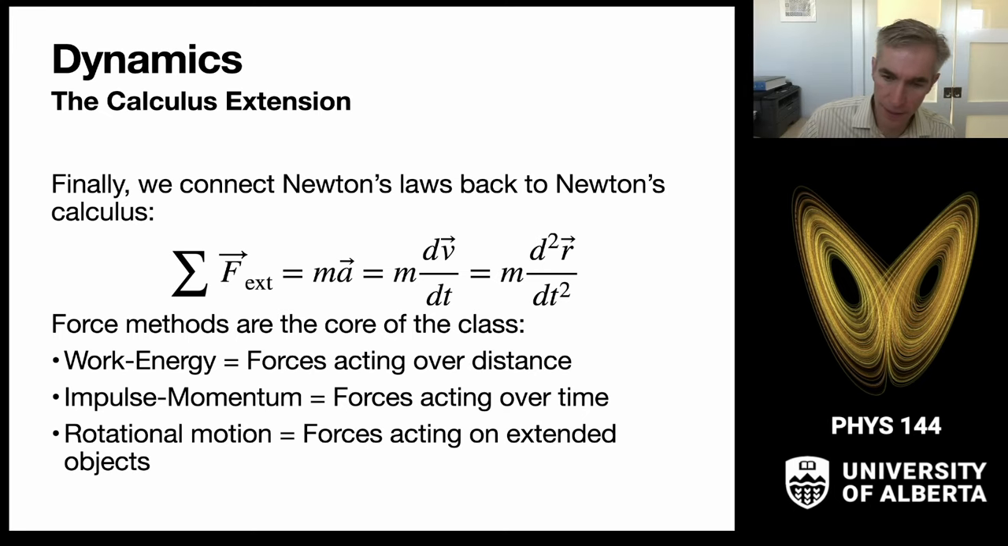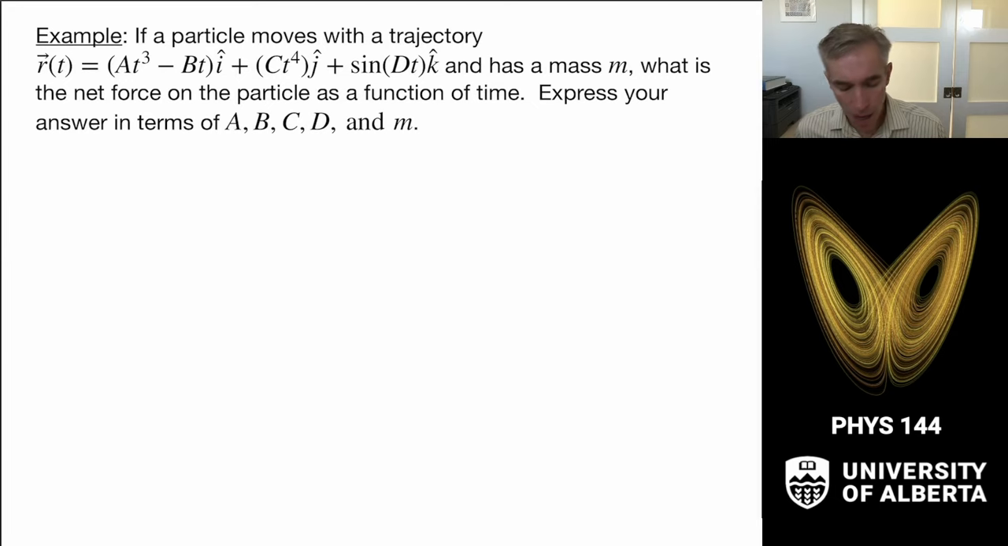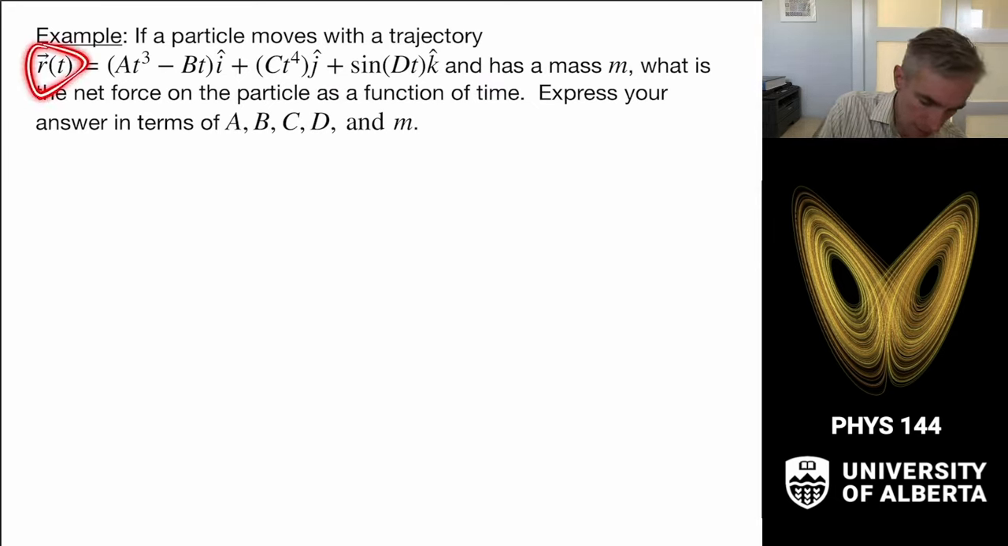So I think the first thing I'd like to explore is the idea of how to introduce calculus into F equals ma. So let's think about if the particle is moving with a trajectory given by this vector equation, and it has a mass m, what is the net force on the particle as a function of time? Just express your answer in terms of a, b, c, d, and m. Well, if we do that, all we have to do is recognize that this up here is the position of the particle. And so what we'd really like to do is figure out the acceleration.